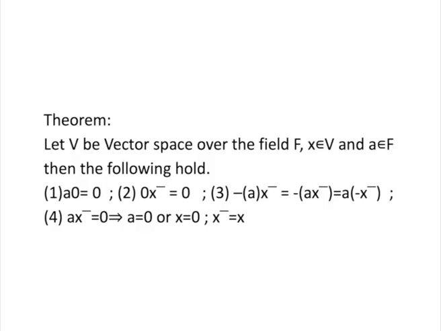Now, theorem: let V be a vector space over the field F, x belongs to V and a belongs to F. Then the following conditions hold. First condition: a into 0 equals 0. Second condition: 0 into x equals 0. Third condition: (minus a)x equals minus of (ax), which equals a(minus x). Fourth condition: ax equals 0 implies a equals 0 or x equals 0. One more: minus of minus x equals x.